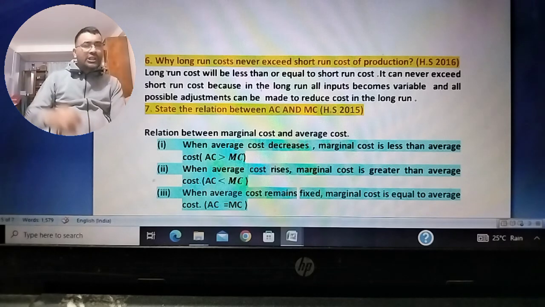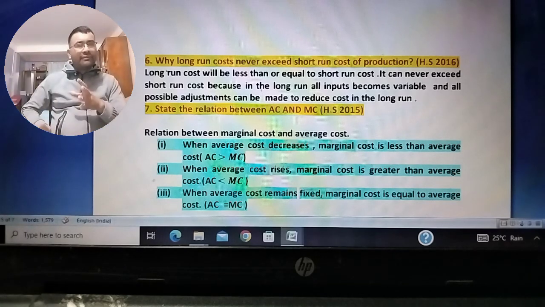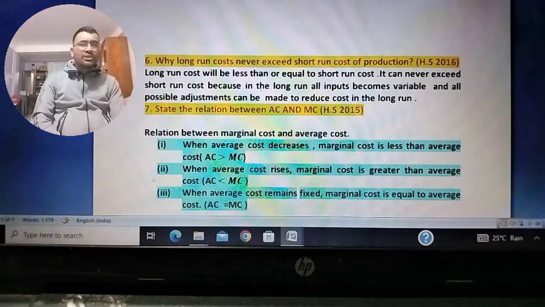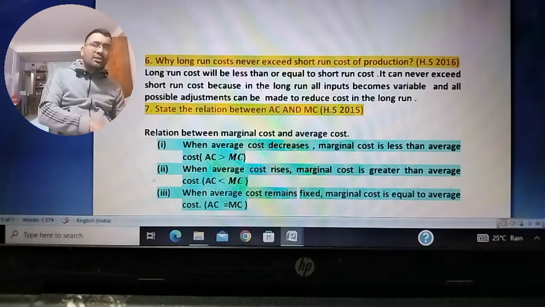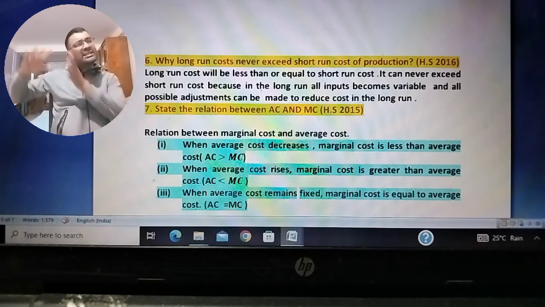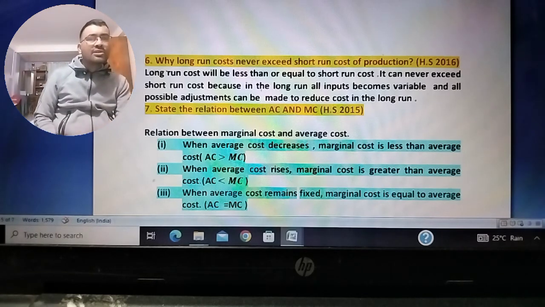So as we can change all the factors in the long run, the firm will not allow its total cost to rise, because it will make the necessary adjustments by changing different factors so as to reduce the cost in the long run. So the long run cost will be either less than the short run cost, or it may be equal to short run cost, but long run cost can never exceed the short run cost.